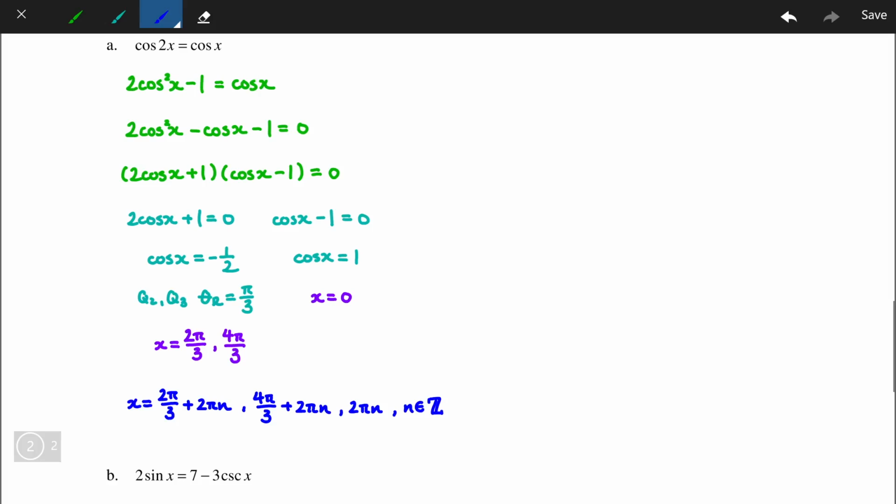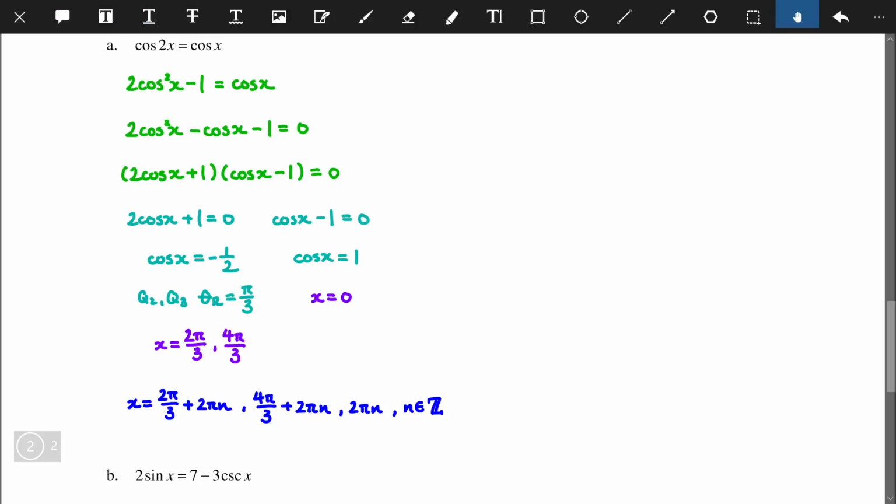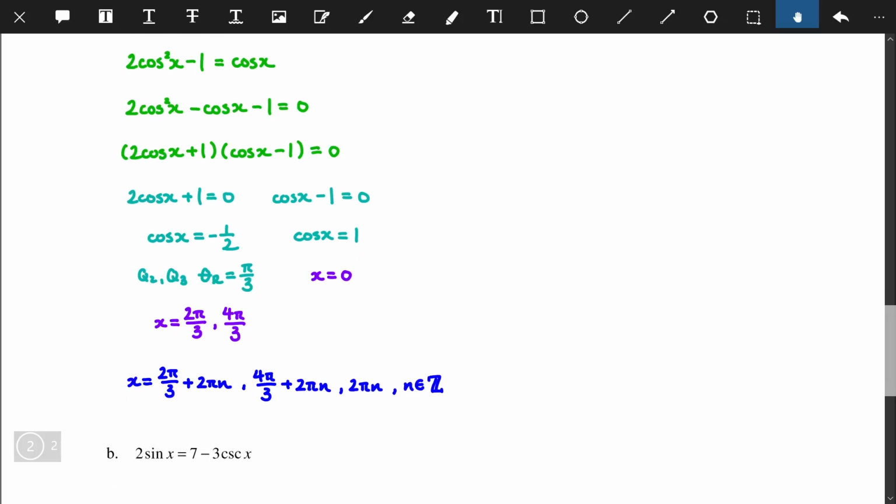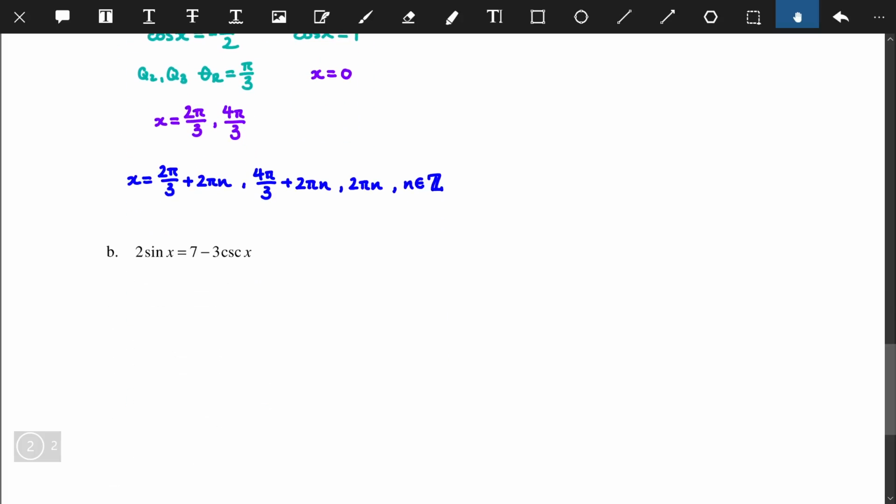And that's it. There is another way to write the first two answers together, but this answer here is already quite sufficient. So let's move on to the last example of the day. It's very similar to the one that we saw on the first page with the tangent and cotangent. So here we have sine x and cosecant x.